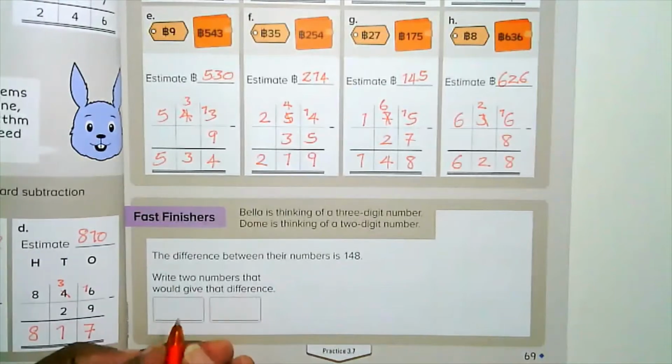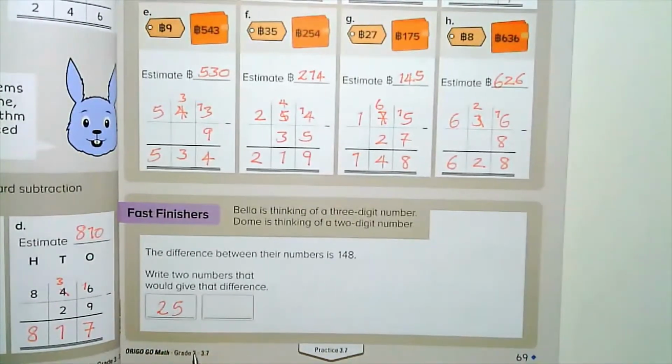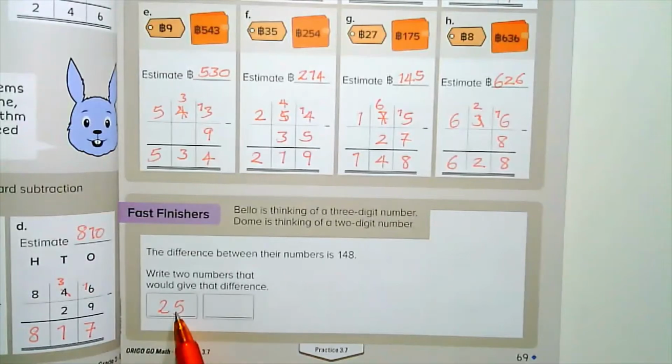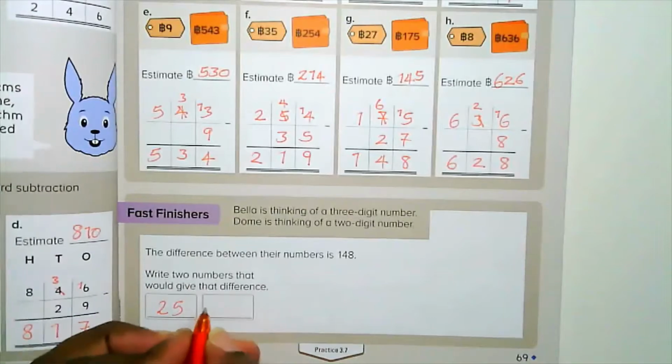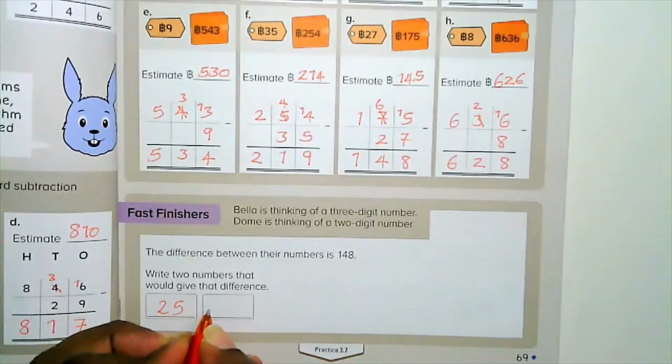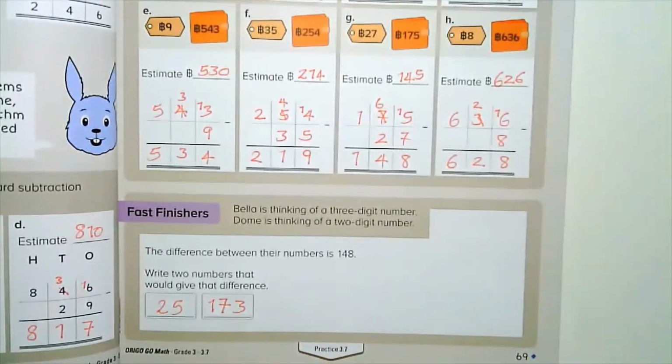The two numbers that could, let's say one is 25. So the two numbers that will give that difference will be adding 148 to 25. 148 plus 25 will be 173. There you have it, folks. Now let's go on to the practice.